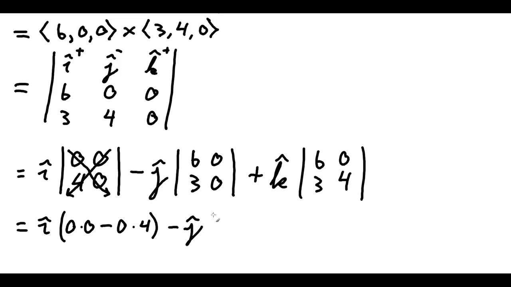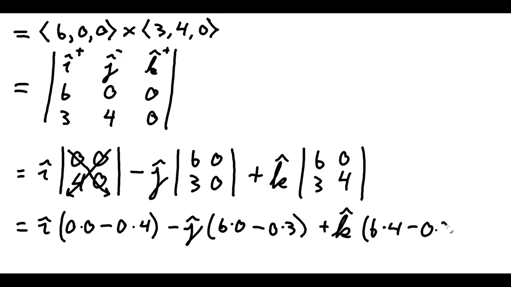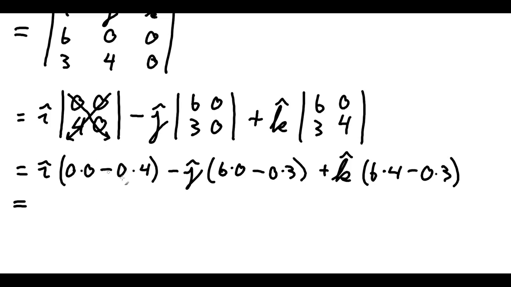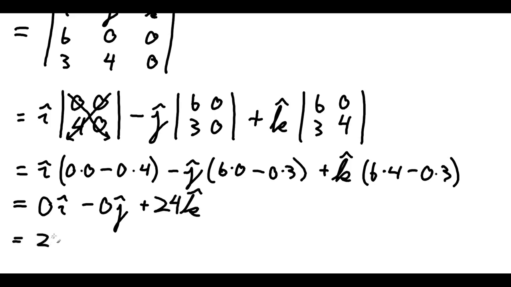We have minus j times, same deal, forward diagonal gives us 6 times 0. We subtract the backward diagonal product, that is 0 times 3, plus k times the forward diagonal is 6 times 4, minus the back diagonal is 0 times 3. Okay. And now it's just a matter of simplifying all of these things. 0 times 0 is 0, 0 times 4 is 0, 0 minus 0 is 0, we have 0i. Again, we have 0 minus 0, so we have minus 0j, or plus 0j, it doesn't matter which way you write that. 6 times 4 is 24, minus 0, so we have plus 24k. Or when we simplify this, we simply have the vector 24k.